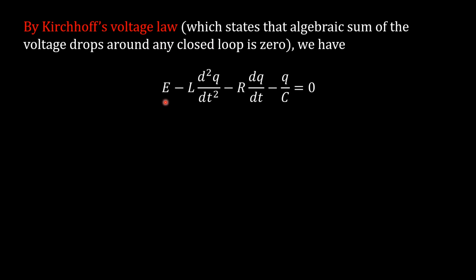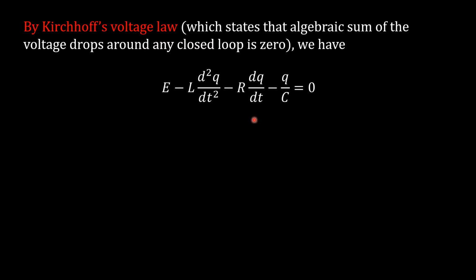E is the voltage of the source. At the inductor voltage gets dropped, so total voltage in the circuit will decrease. Therefore we add the minus sign. So E minus L d square q upon dt square. Then some voltage gets dropped across the resistor. Therefore again a decrease in voltage, so it is minus R dq upon dt. And some voltage gets dropped across the capacitor. So again there will be a decrease in voltage, hence minus sign is added. So minus q upon C, and the sum of all these is equal to 0.